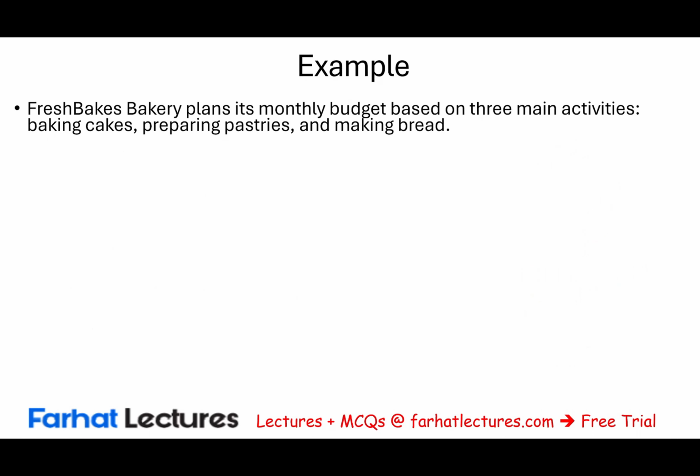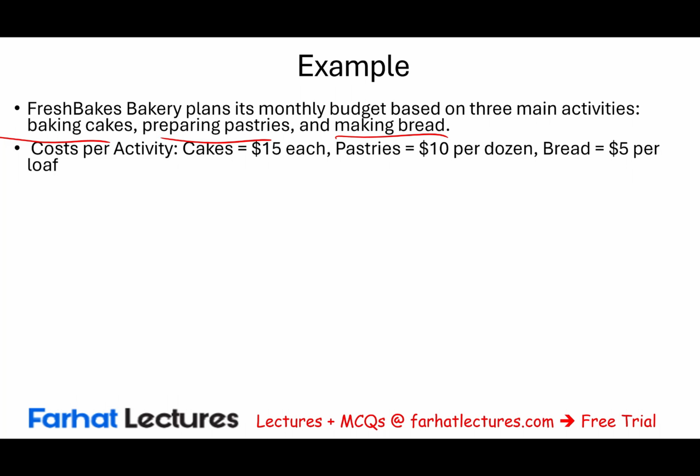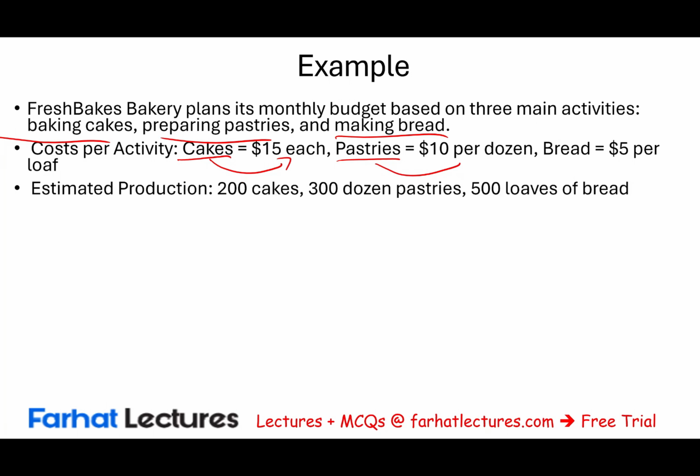Fresh Bakes Bakery plans its monthly budget based on 3 main activities. So the activities are baking cakes, preparing pastries, and making bread. You have to keep in mind that within those activities, we might have sub-activities, but we're not going to go this far. I'm just going to give you an idea of what activities are. So cost per activity: for cakes, it's $15 each, pastries $10, and bread $5 per loaf. Estimated production: 200 cakes, 300 dozen pastries, and 500 loaves of bread.